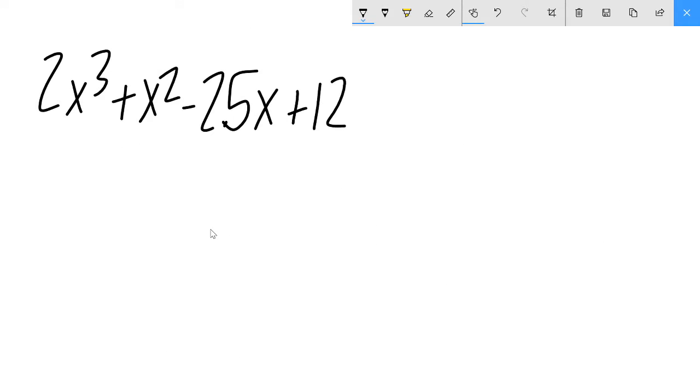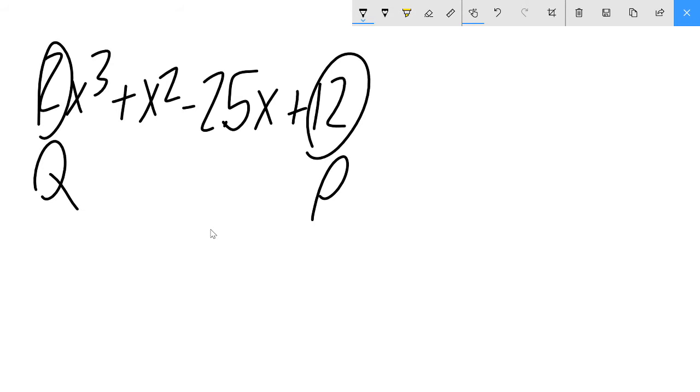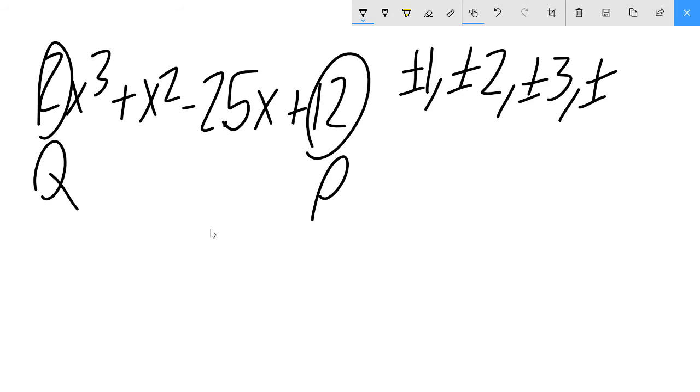So now that we know that x cannot equal 1 and x cannot equal negative 1, we test other numbers to see if x can equal any of those numbers. The first step for that is take this number as p and take this coefficient as q. And what you do is you factor p. So p can be factored as plus or minus 1, plus or minus 2, plus or minus 3, plus or minus 4, plus or minus 6, and plus or minus 12.